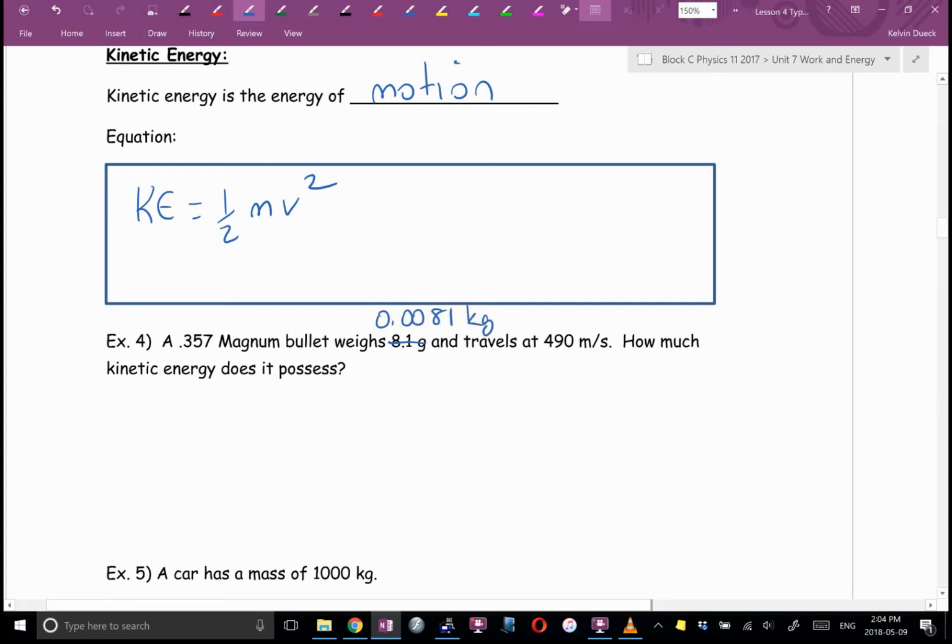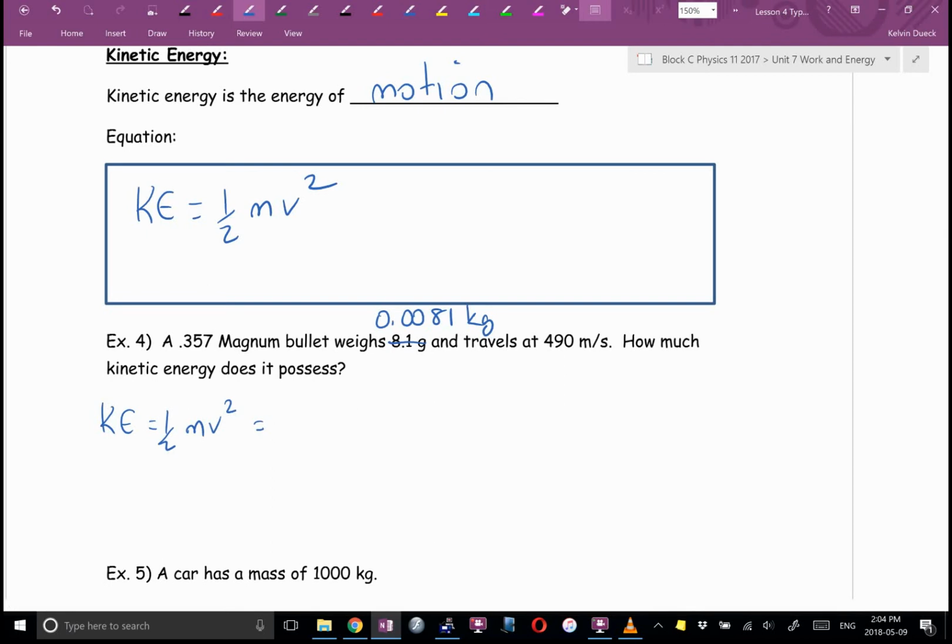It travels at 490 meters per second. The speed of sound is 330 meters per second. This bullet is supersonic, and this is about the speed of a Magnum bullet. I looked it up. How much kinetic energy does it possess? Well, kinetic energy is 1/2 mv squared. Both of these equations are on your green sheet. Yes, you do have potential energy equals mgh, and you do have KE equals 1/2 mv squared.